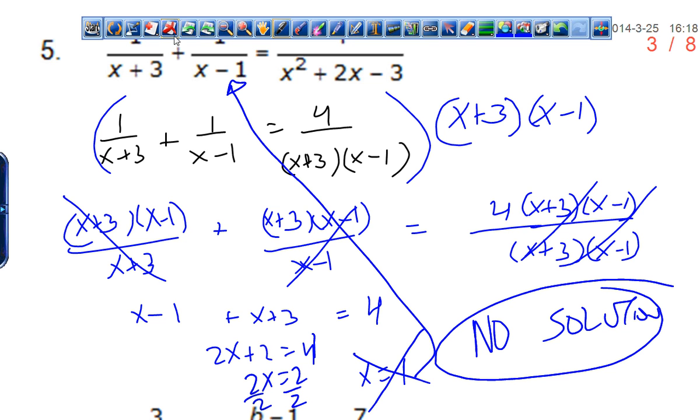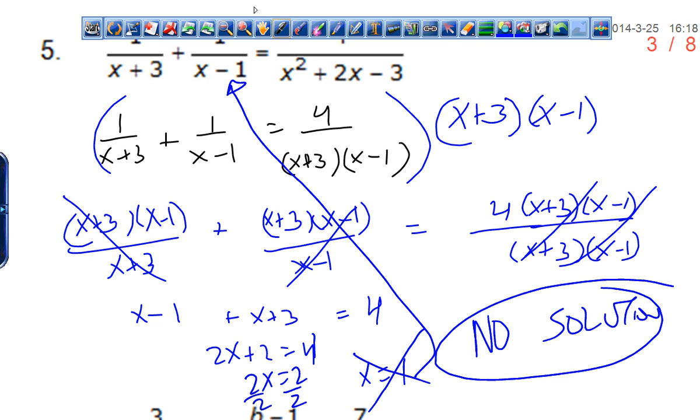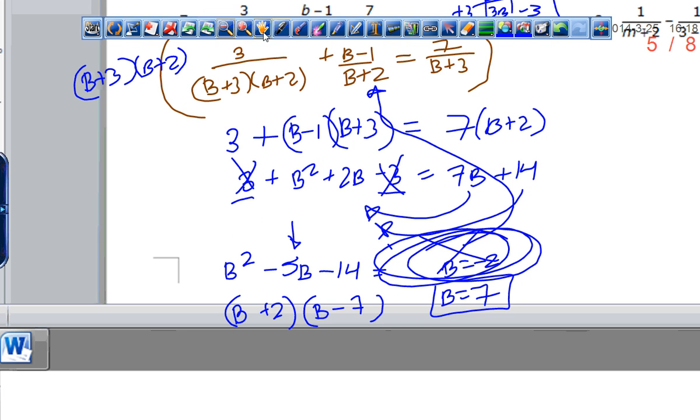Let's do one more, number 7. How about you try number 7 and we'll take a look at the answer. Here's your chance to pause. Let's go find number 7. There's number 7. Kind of a long problem.